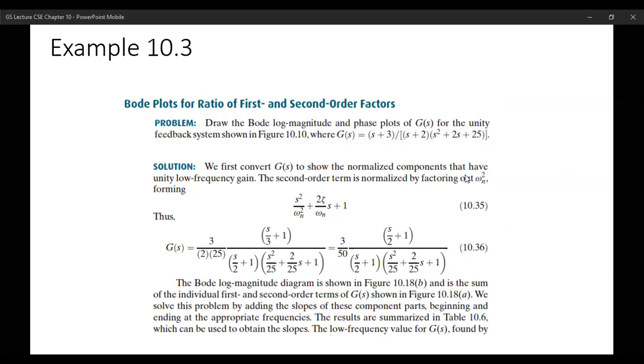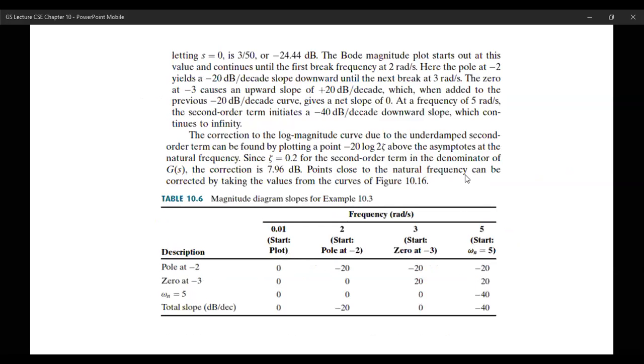Okay, so now look at the contribution. We're starting from 0 at 0.01. So there is no contribution of any one of the pole and the 0 there. So it will keep the same as the original magnitude.